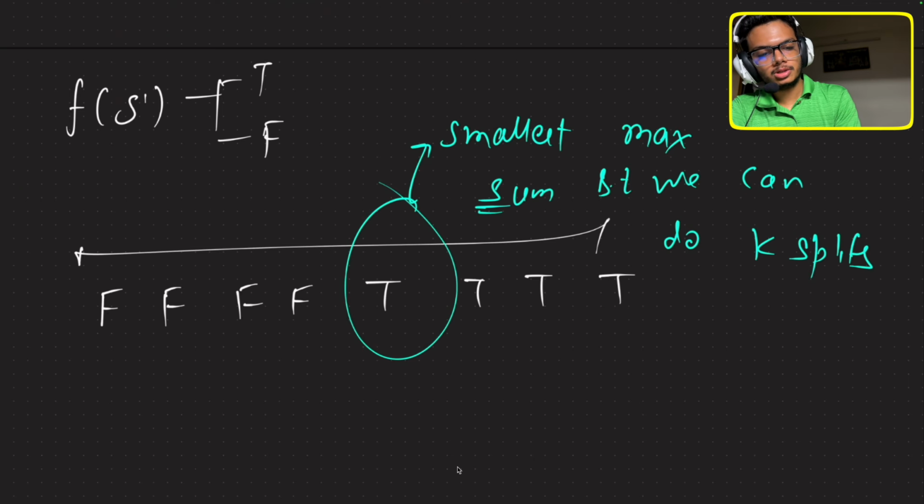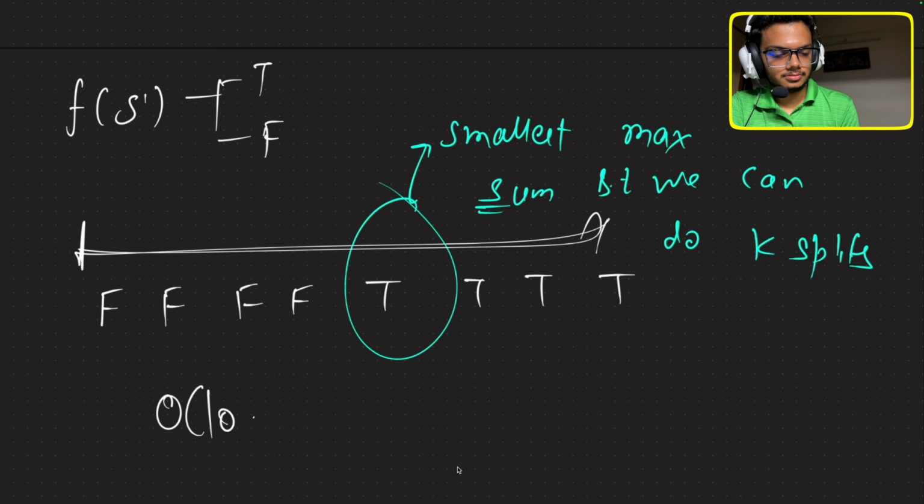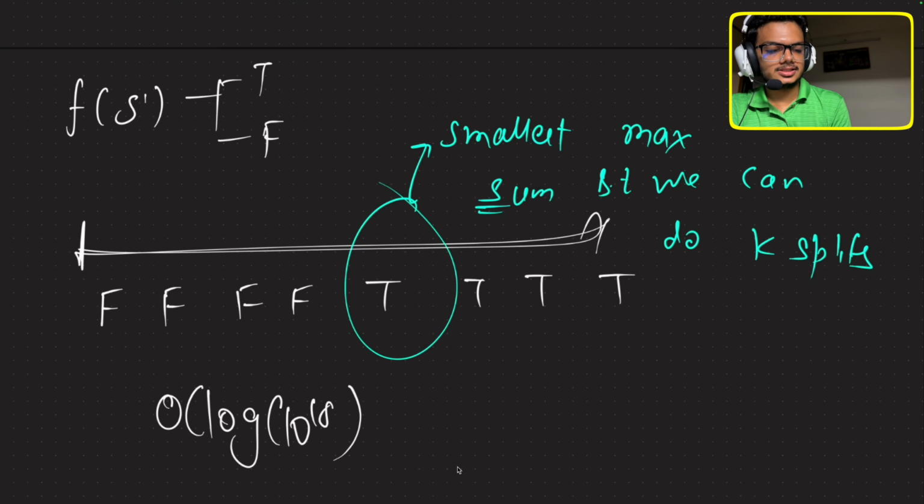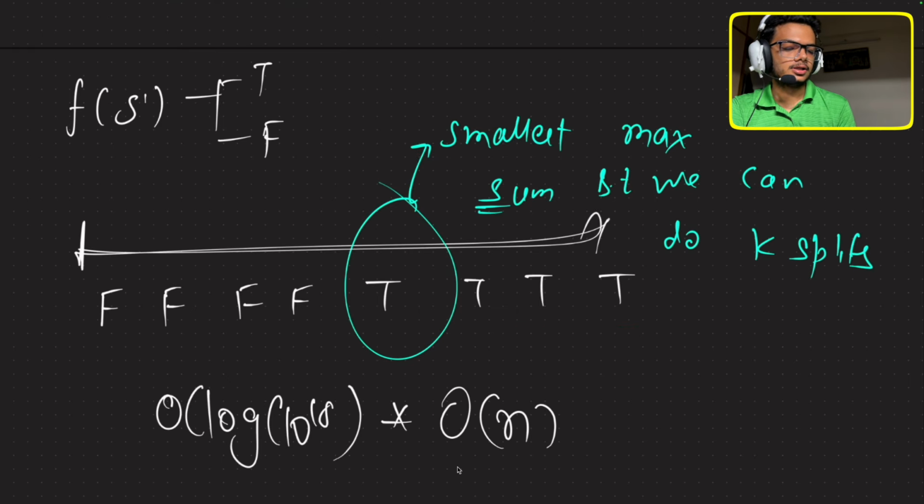So if you want to talk about what the time complexity is for this, we can do a binary search on this search space. So order of log 10 power 18 for the binary search, and to check whether the value of this function is true or false, we'll need order of n. So log of 10 power 18 into order of n. So this entire value turns out to be, log 10 power 18 is 60, and 60 into 10 power 5.